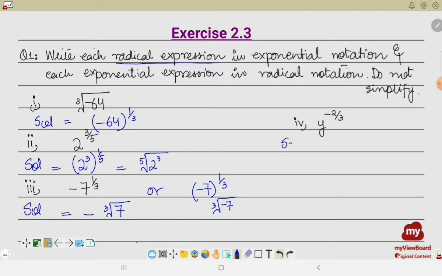ओके, नाउ द फोर्थ पार्ट इज सिंस वी हैव ऑलरेडी डिस्कस्ड इट कि आपके पास जो रेडिकल साइन के बाहर जो इंडेक्स लिखा होता है, जो रूट लिखा होता है, वो पॉजिटिव होना चाहिए. So we'll write it like this, y raised to power -2 whole power 1/3, and it will be cube root of y raised to power -2, right? So I hope you understand question number 1.